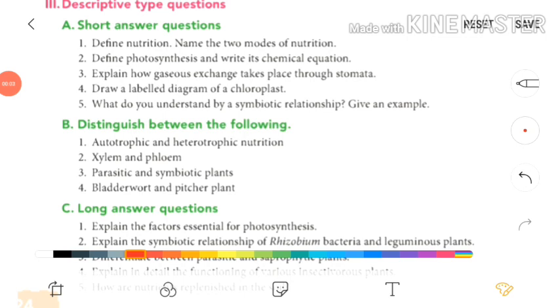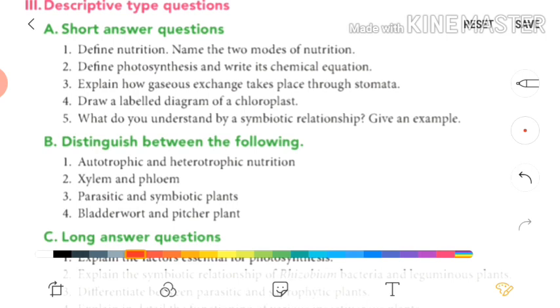Now guys, let's discuss the short answer questions. First question: define nutrition. The mode of taking food by an organism and its utilization by the body is called nutrition. There are two modes of nutrition, that is, autotrophic and heterotrophic nutrition. Write it down in your notebook.